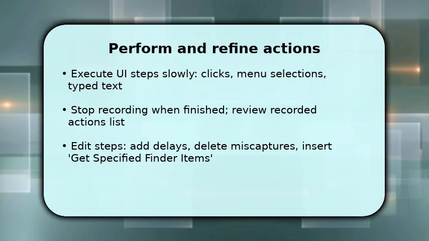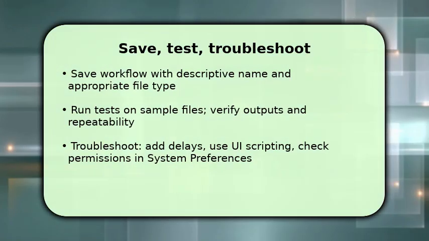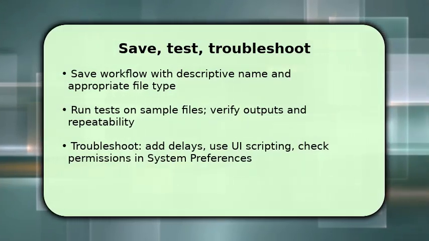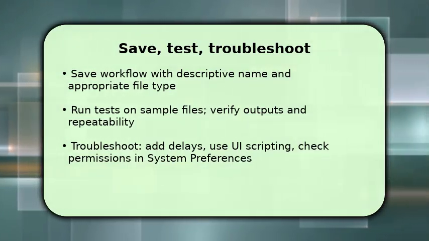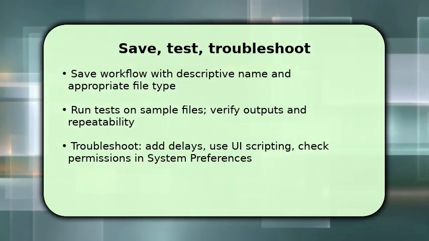You must save your Automator workflow with a clear name and the proper type so you can run it later from Finder, Services, or as an app. Run several tests on representative files or tasks to confirm repeatability and expected outputs, then iterate until stable.